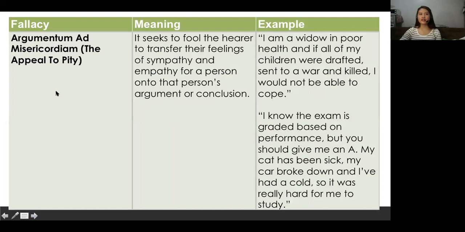Next is ad misericordiam, the appeal to pity.